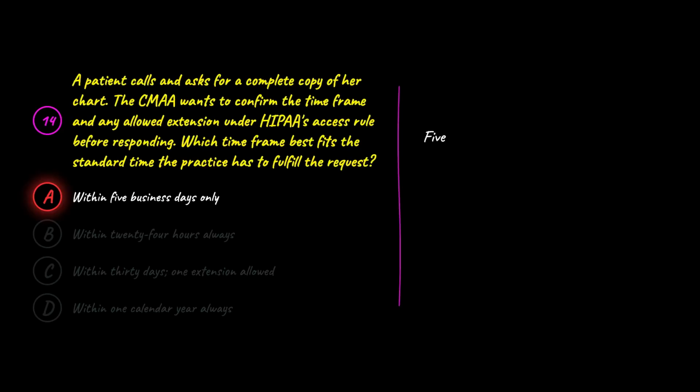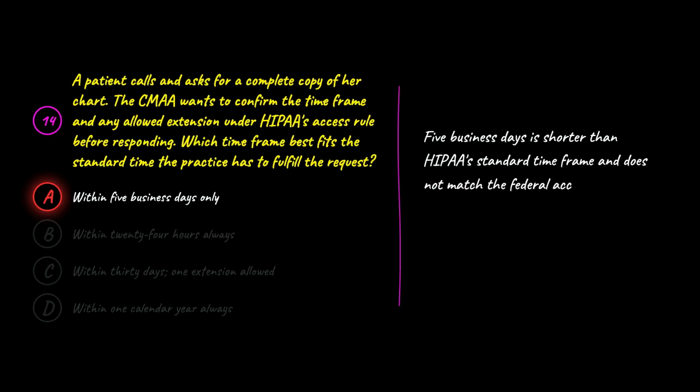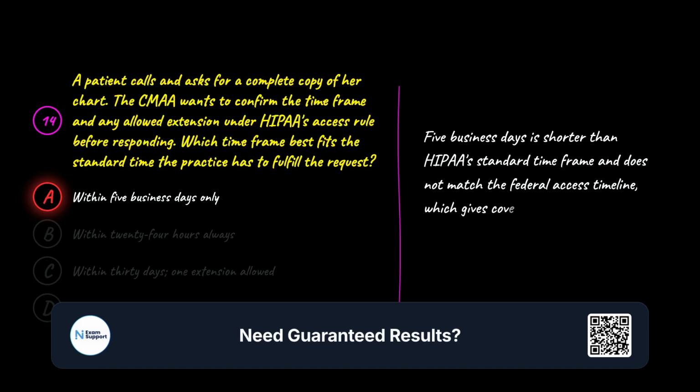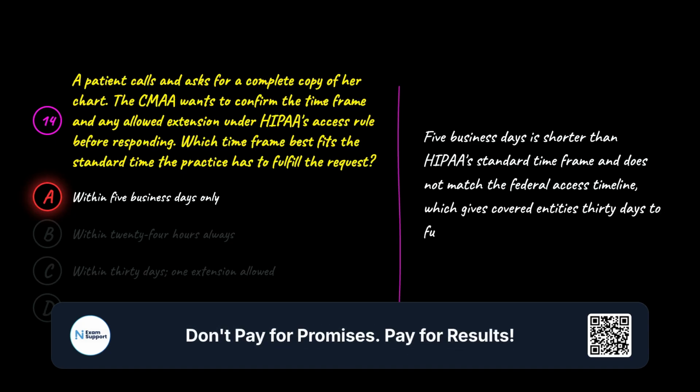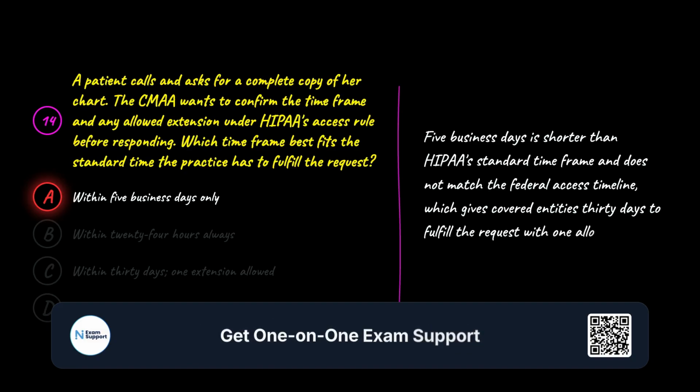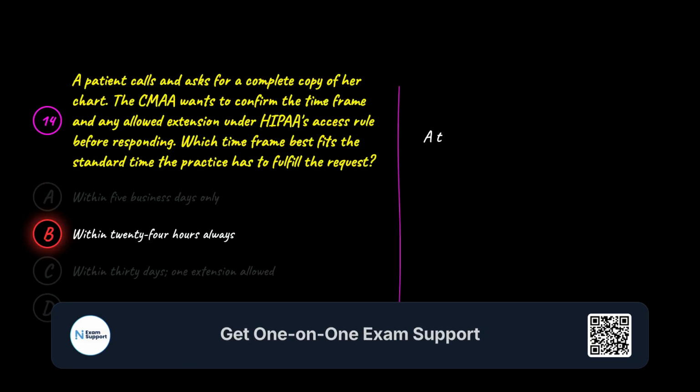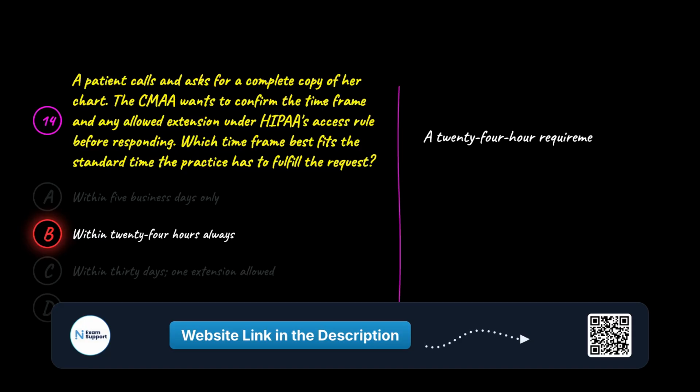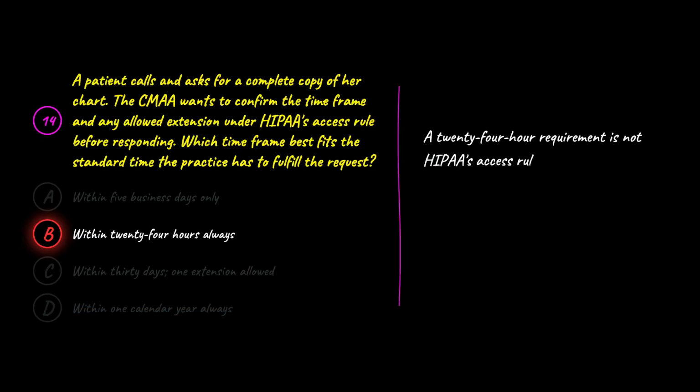A is wrong because 5 business days is shorter than HIPAA's standard time frame and does not match the federal access timeline, which gives covered entities 30 days to fulfill the request with 1 allowed extension. B is wrong because a 24-hour requirement is not HIPAA's access rule.